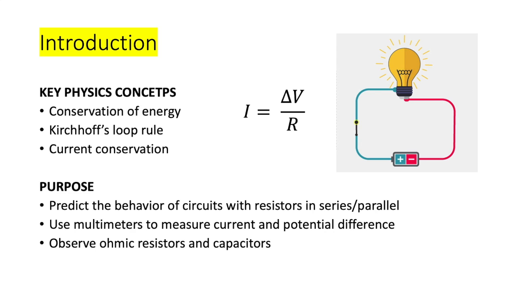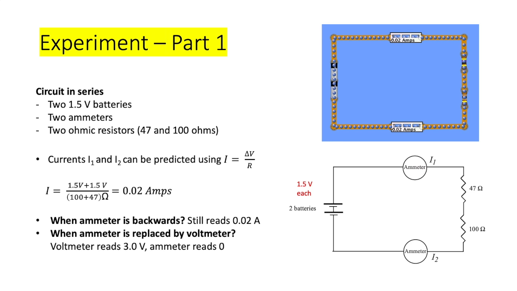Our purpose in doing this lab is multifaceted. First, we will use it to predict the behavior of circuits that have resistors in series and in parallel. Additionally, we will use multimeters to measure current and potential difference around the circuit. Lastly, our purpose is to observe how different circuit elements, such as ohmic resistors and capacitors, affect the circuit's readings. For this lab, we used the PHYS Circuit Construction Kit Virtual Lab Simulator to build and test our circuits.